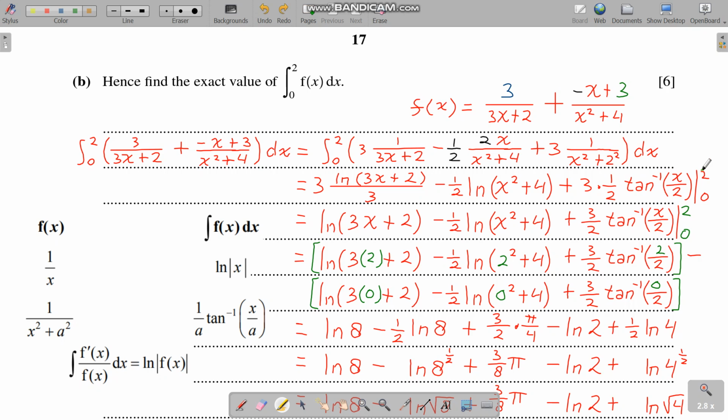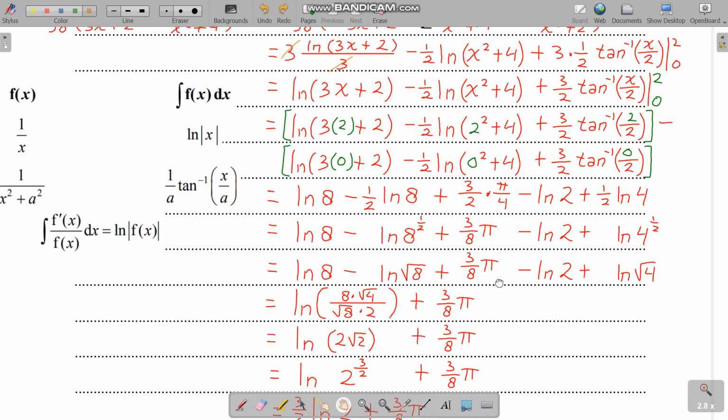So now we plug in 2 and 0. After we simplify, this is just ln 3x plus 2, and this is just 3 over 2. And now we plug in 2, plug in 0, and we subtract.